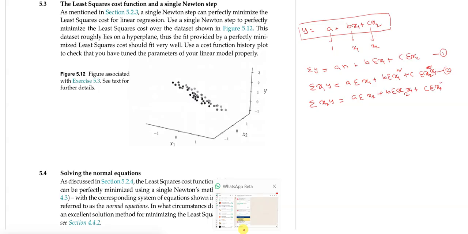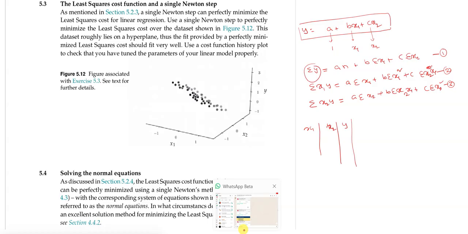Now x2 square, this is the third. By using these three you can compute that. In the computation, the x1 value, x2 value, and y value were given.